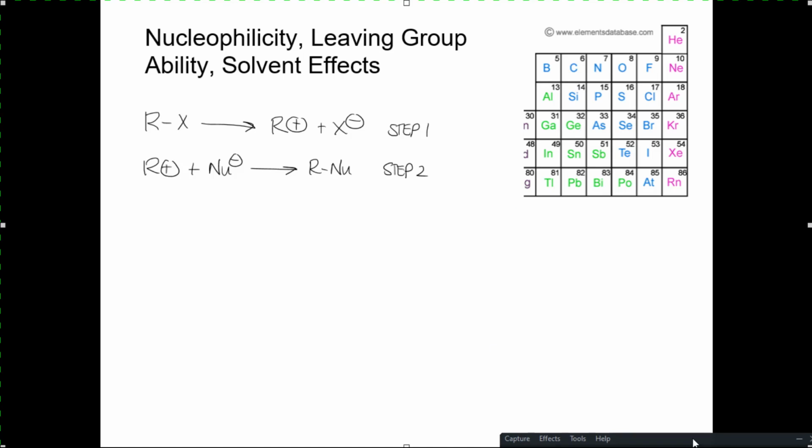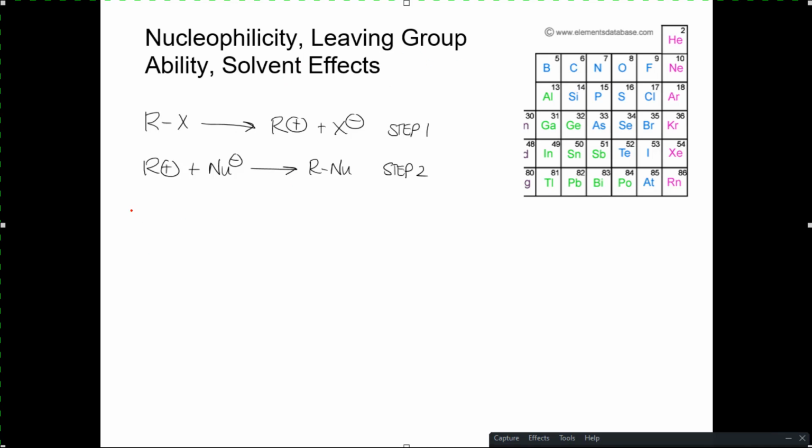Okay, so we talked at the end of SN2 reactions about the effects of nucleophilicity, leaving groupability, and about the solvent and how polar aprotic versus polar protic solvents would affect an SN2 reaction. Now let's do the same thing for SN1. So we have to remember the trends, first of all, for nucleophilicity and leaving groupability.